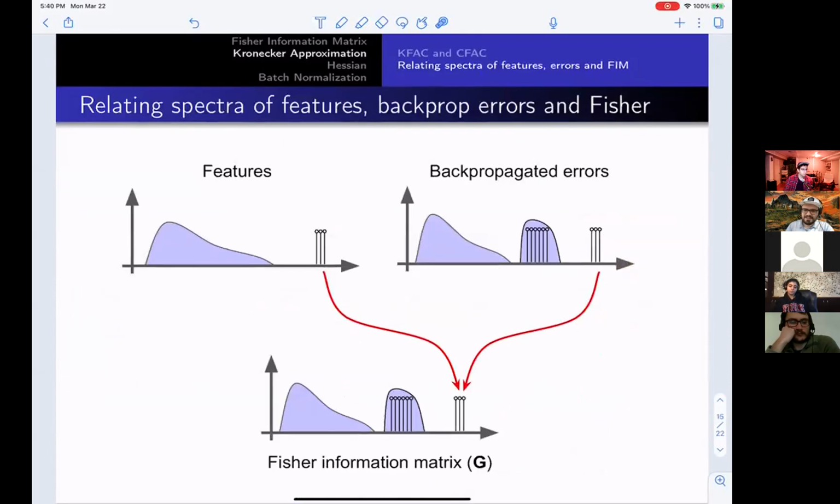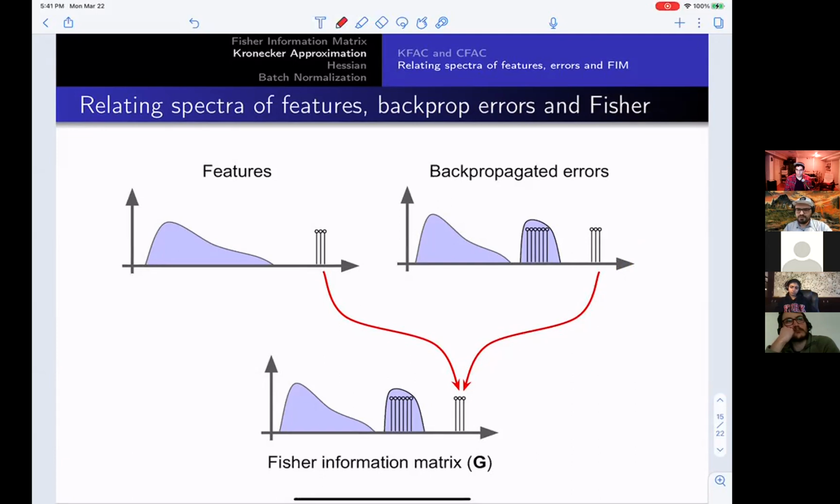So here's the answer, 2 hours later. The answer to Amireza's question is, here's the spectrum of the features, here's the spectrum of the backpropagated errors, here's the spectrum of the Fisher information matrix. The Fisher information matrix is a Kronecker product of the features and the backpropagated errors. So you have a Kronecker product of 2 matrices. If you do a Kronecker product between 2 matrices, it's kind of like creating a Kronecker product between the subspaces, right?